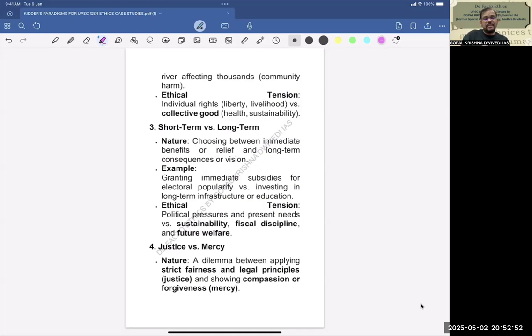So this here again, the ethical issue involved is individual rights, that is liberty or livelihood, versus collective good, that is health, sustainability, etc. Now, the third example which he has given is short term versus long term.